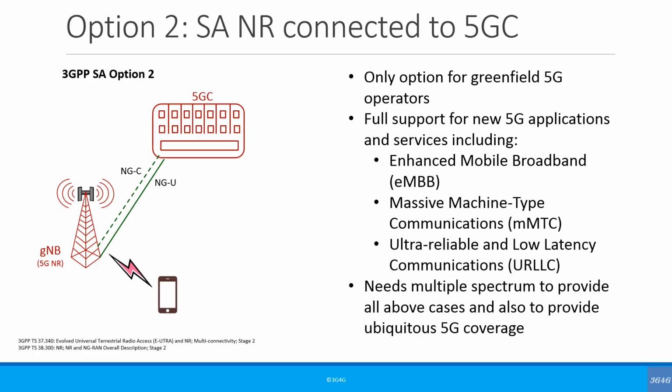So if you don't know what 5G system is, you should look at the terminology video in which I explain the 5G system. So full support of 5G applications and services including enhanced mobile broadband or eMBB, ultra reliable and low latency communications or URLLC, and massive machine type communications or mMTC would be possible with this option. This option also makes advanced features like end-to-end slicing possible.